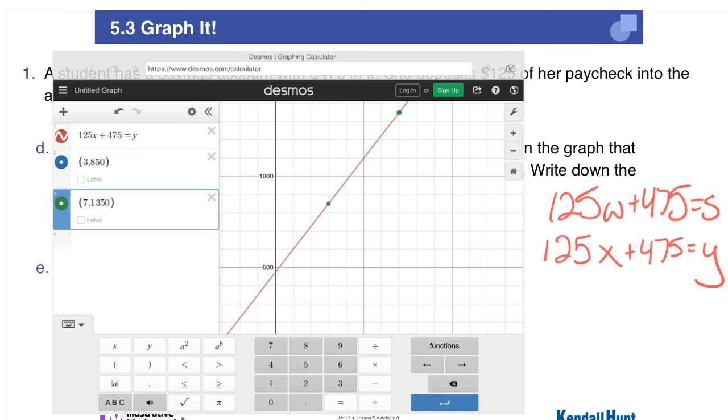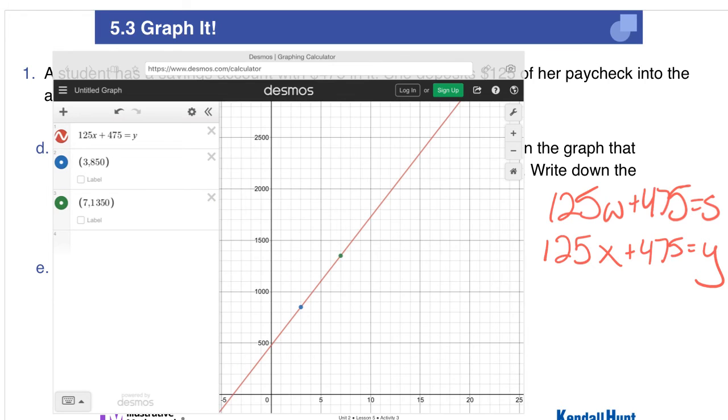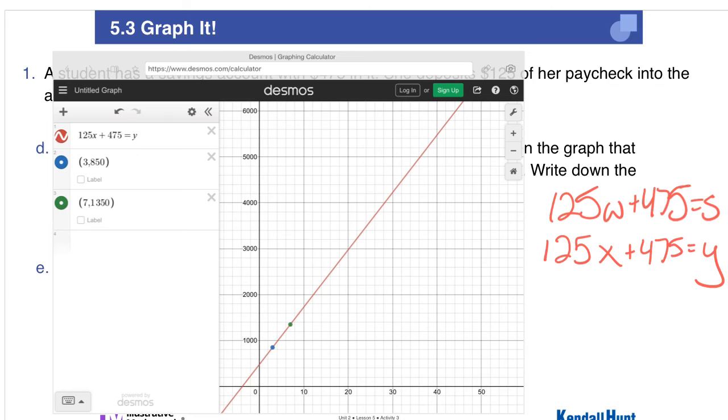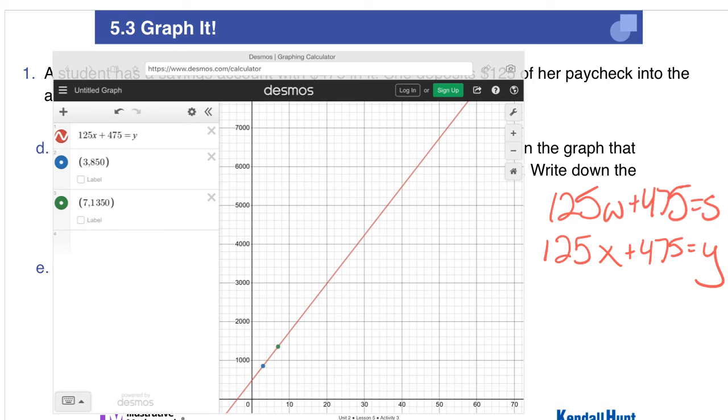And in part D, we want to know how long is it going to take her to get to $7,000. So I'm going to keep zooming out until I start seeing 7,000 on my y-axis. And there it is, way up there. And I can touch on the graph and see the points, but it's kind of hard to get to exactly 7,000. You might be able to do it and see what your x value is. There it is at 52.2 weeks. So you can do it that way.